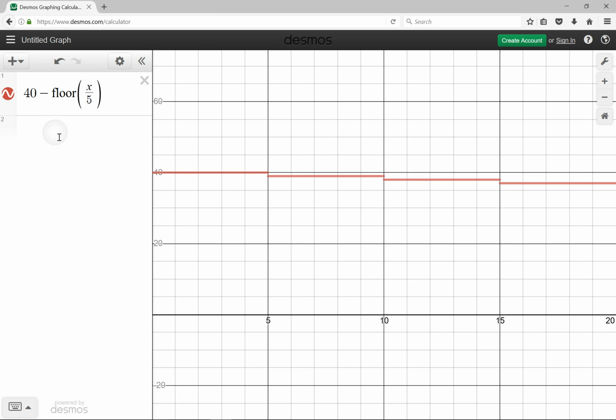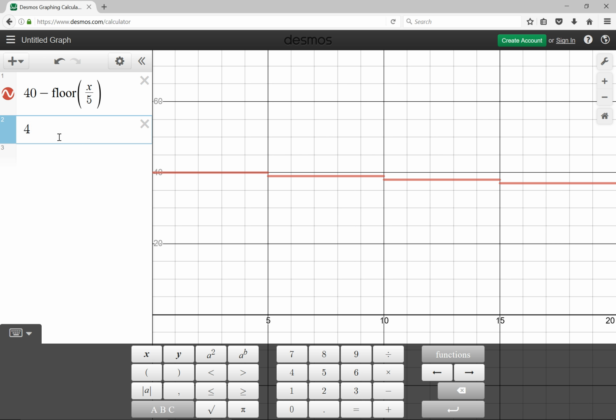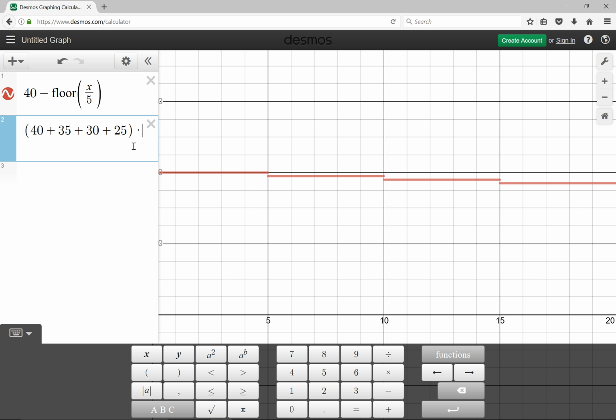Or I feel like, hypothetically, I should be able to do this. 40 plus 35 plus 30 plus 25, right? And how wide is each of those? I know. How much did it cost to make those sweaters? It cost $650 to make all those sweaters. The first five sweaters cost $40. The next five cost $35 a piece, and so on.